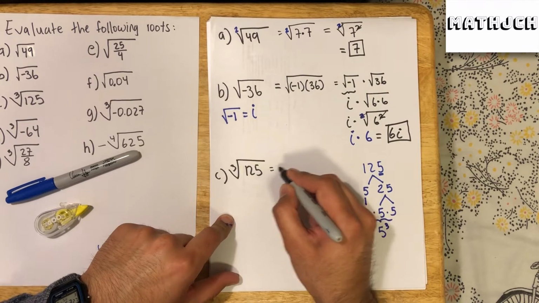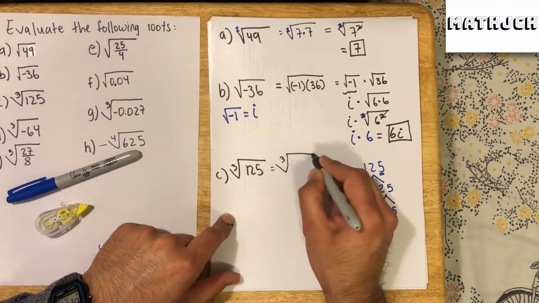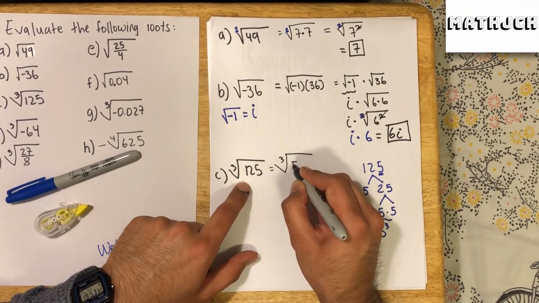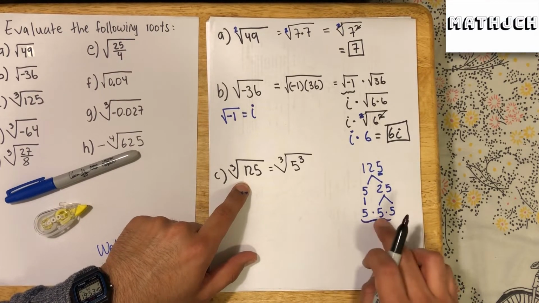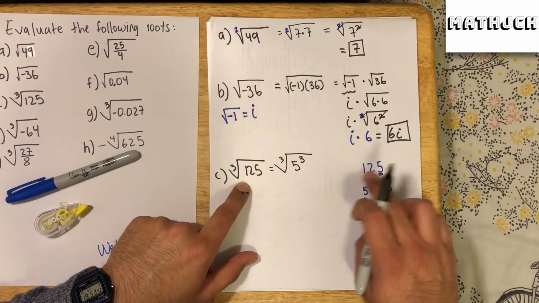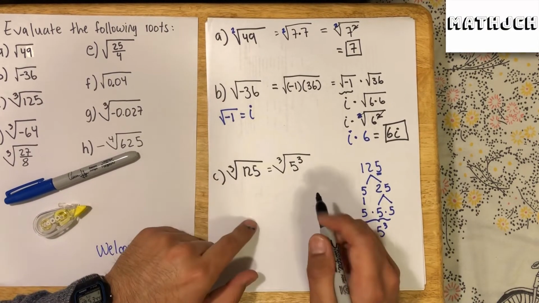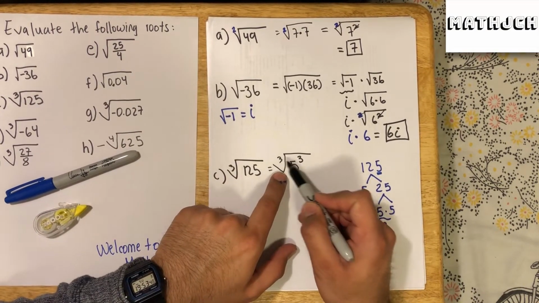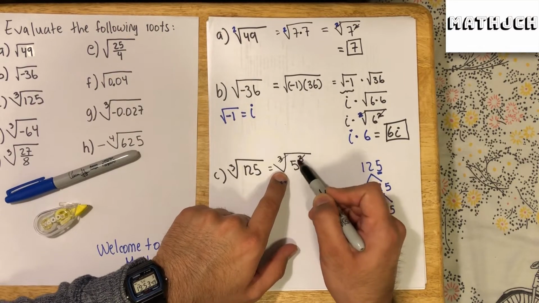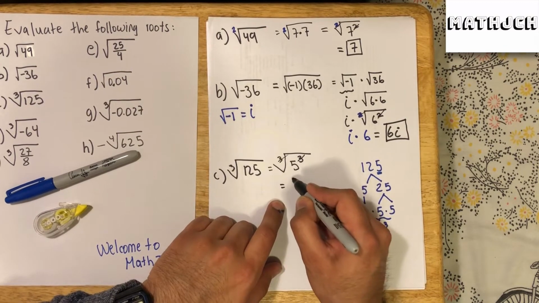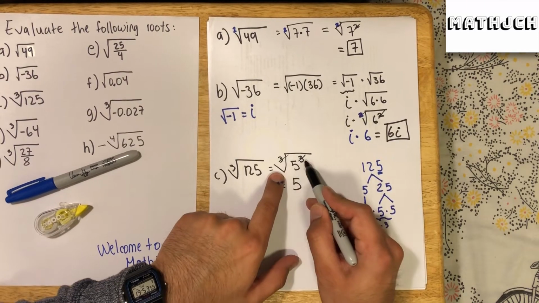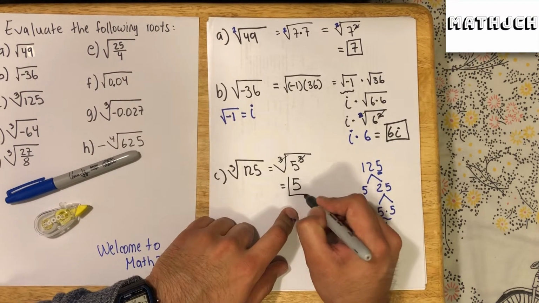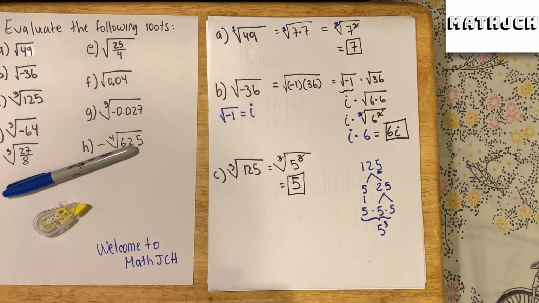So 125, I could rewrite it as 5 to the power of 3, because that will give me 5 times 5 times 5, which in fact is 125. Now, same index, same exponent, they cancel, and I'm left with only 5 without the root, because the root is being canceled with the exponent here. So that will be my solution.